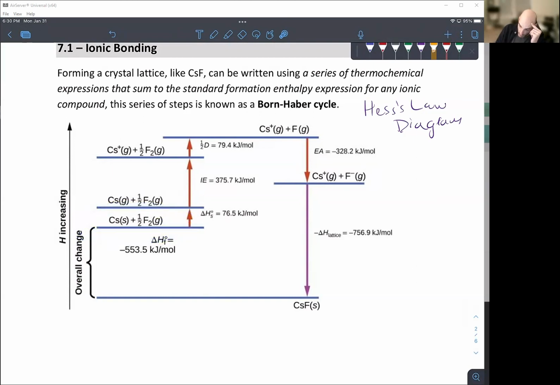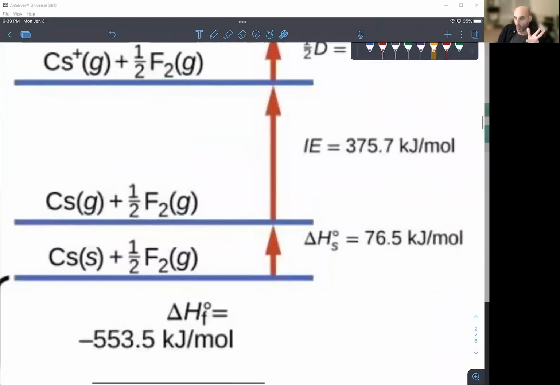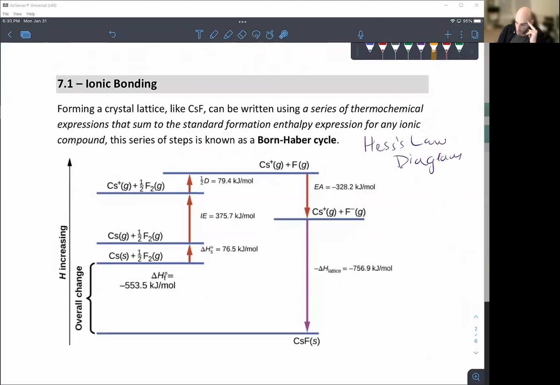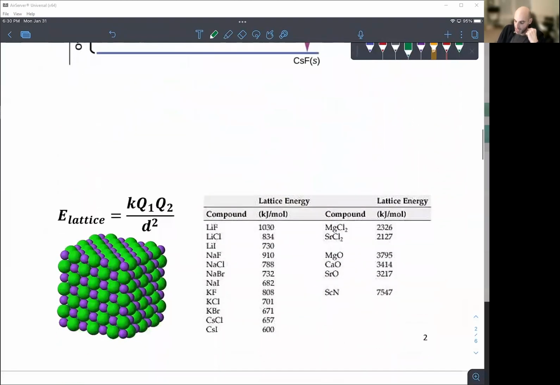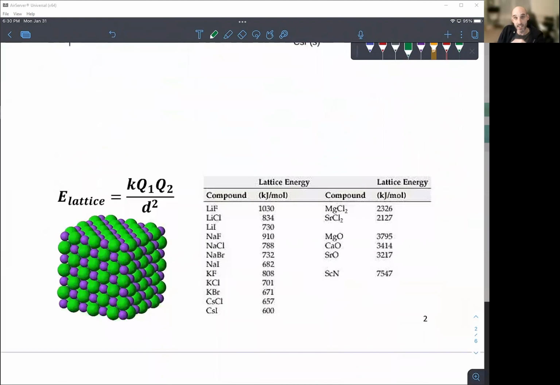All right. So in fact, why don't we just talk about this in class? We're going to talk about the Hess's law diagram, and I'm going to write this to remind myself. And remind me, please. We'll talk about this in class, because then maybe it'll make a little bit more sense. But ultimately, we have a bunch of processes and we put it back together in that delta H lattice. And so this is what I'm going to focus on now. The delta H lattice is how much energy I get by turning those ions into an ionic compound.